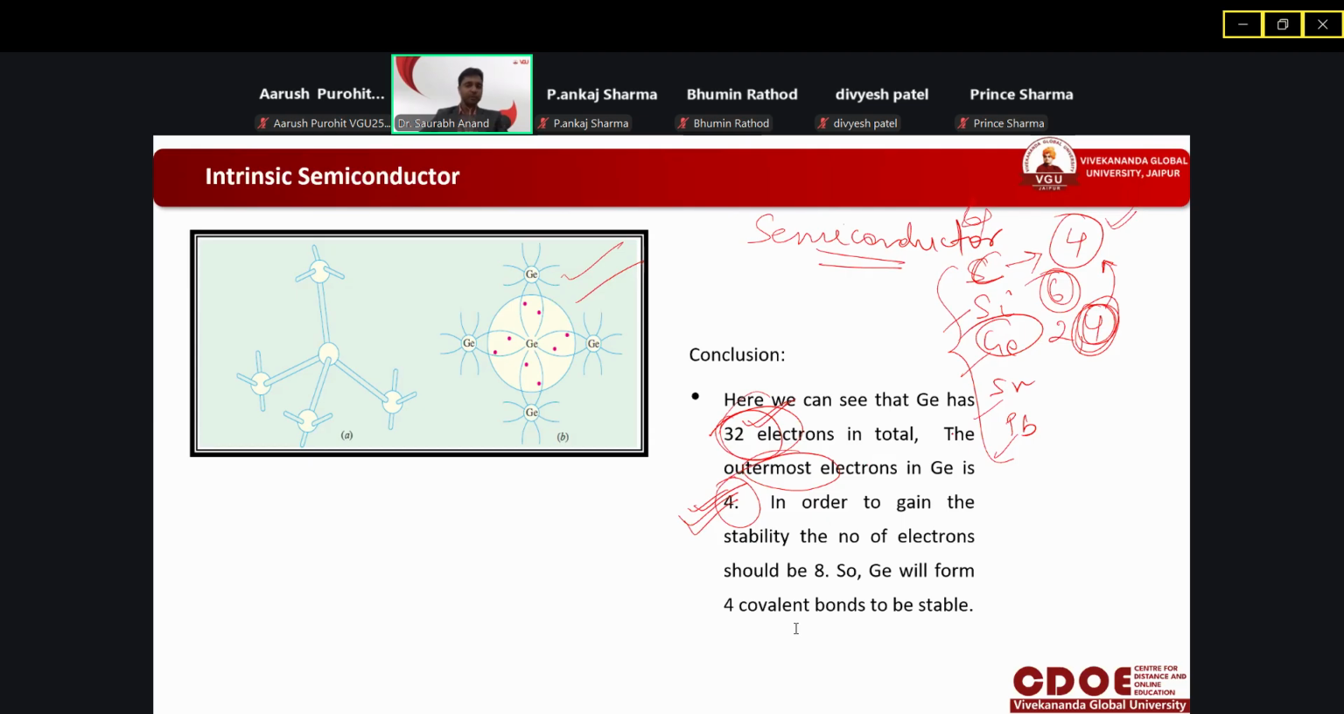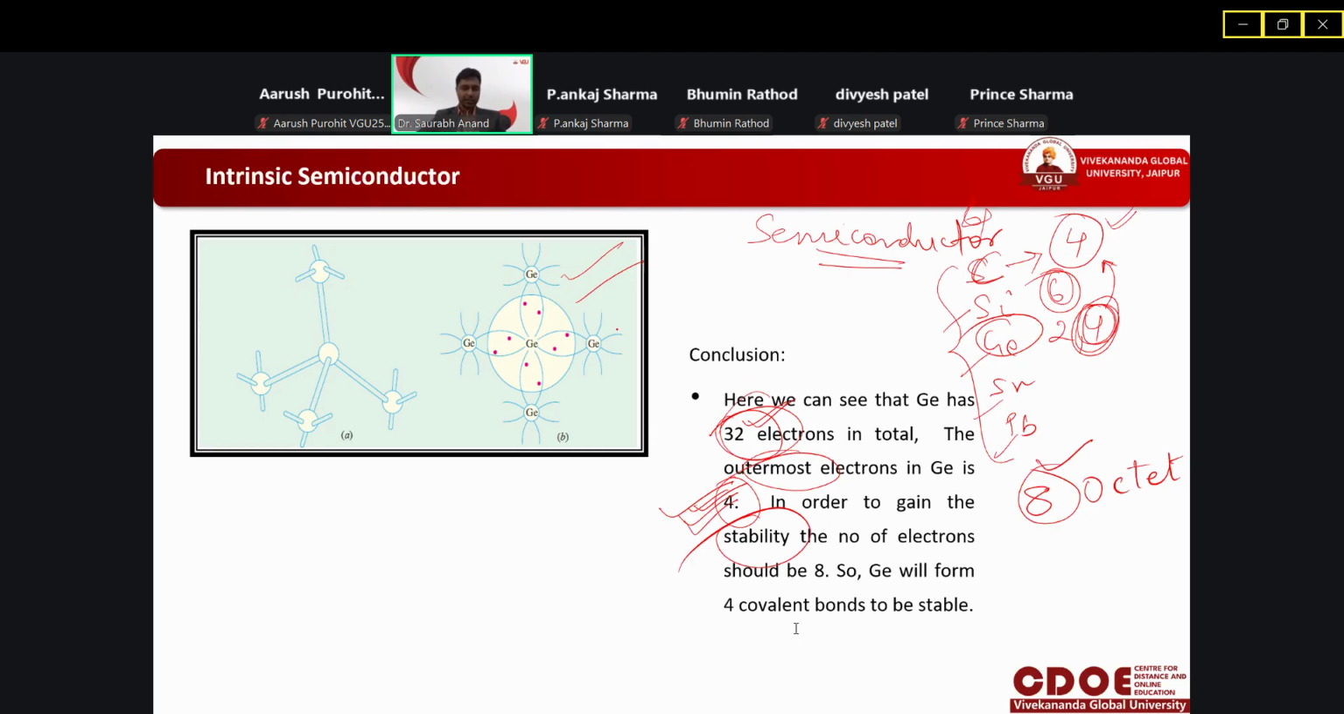But what is the motive? Everyone wants to be stable. Stable means there should be 8 electrons to make an octet. So there are 4, but we want 8 to make it stable. So 4 electrons are required.